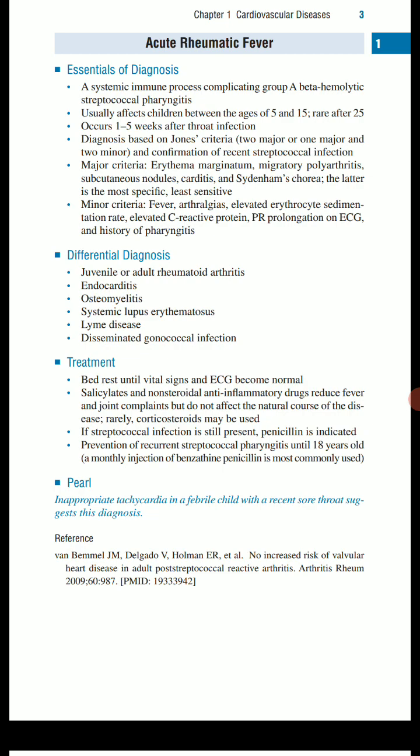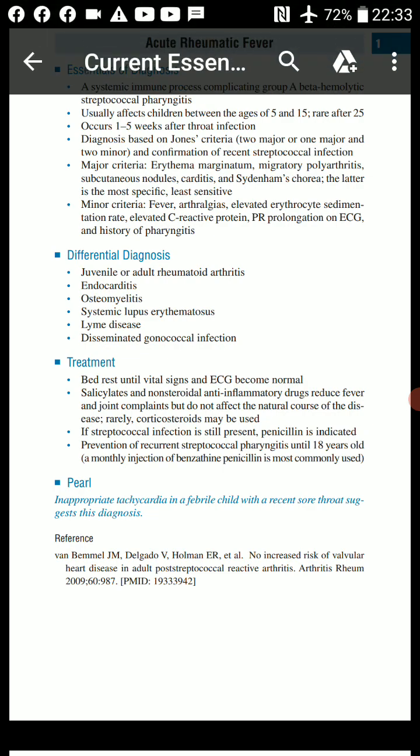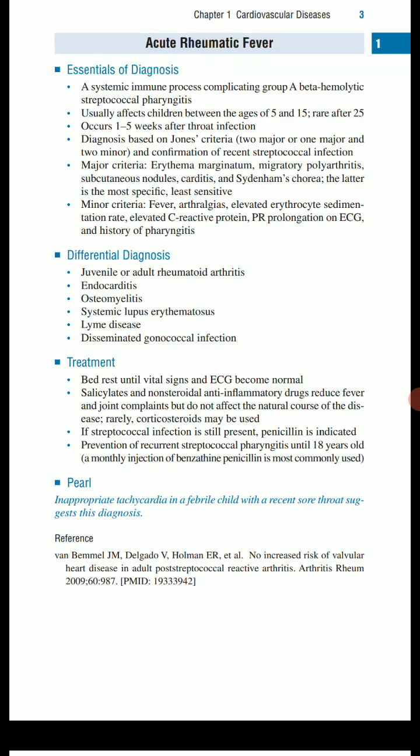Then what are some of the differential diagnoses? We have juvenile or adult rheumatoid arthritis, endocarditis, osteomyelitis, since we have joint involvement, then systemic lupus erythematosus, then Lyme disease, then disseminated gonococcal infection, and also sickle cell disease and hemophilia.